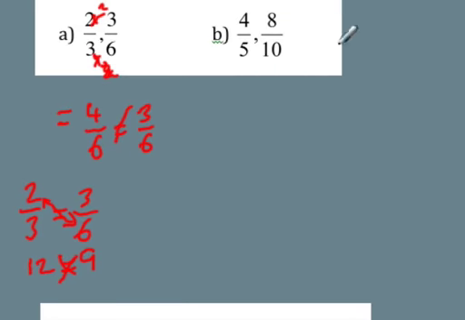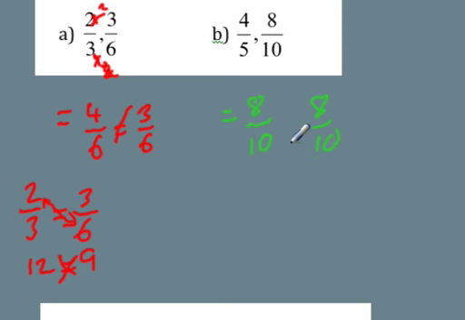For the next one, let's try a different color here. Don't know how well that's showing up. So if we're going to find a common denominator here for 5 and 10, well, 10 is a common denominator. That means we have to double both 4 and 5 in order to find a common denominator. So 4 times 2 is 8 over 5 times 2 is 10, and this is equal to 8/10 up here.